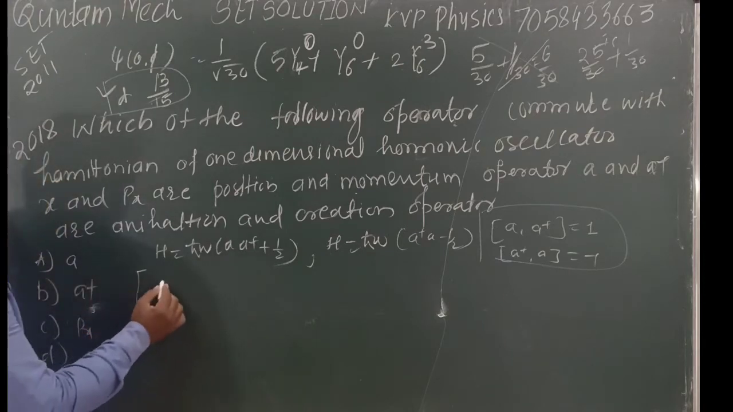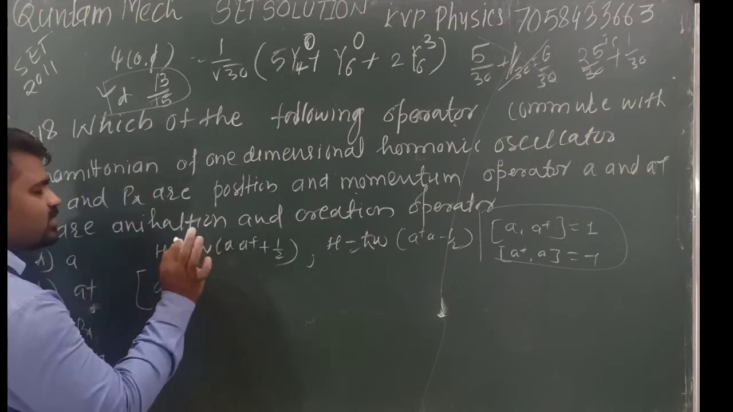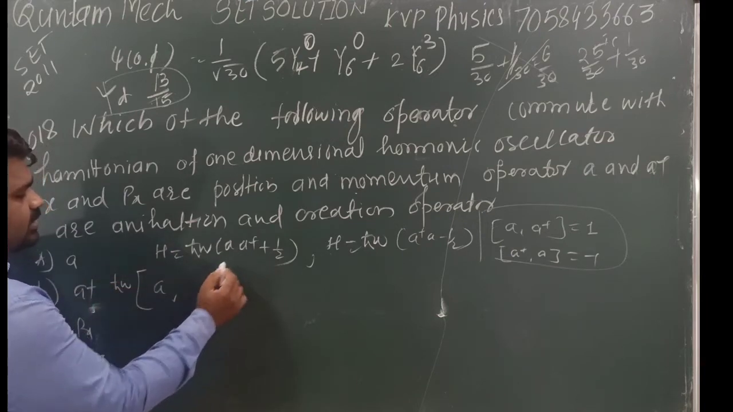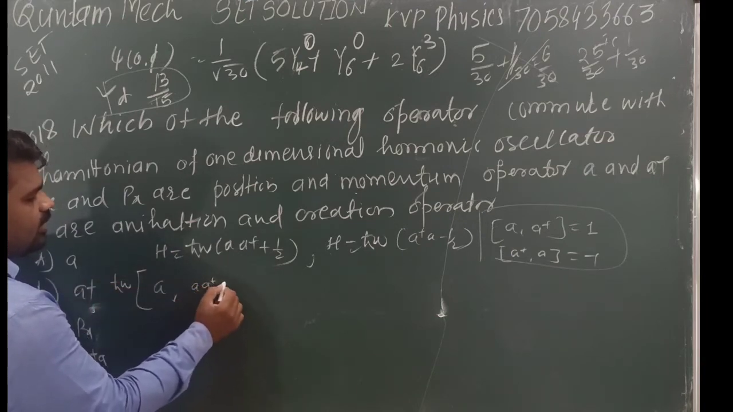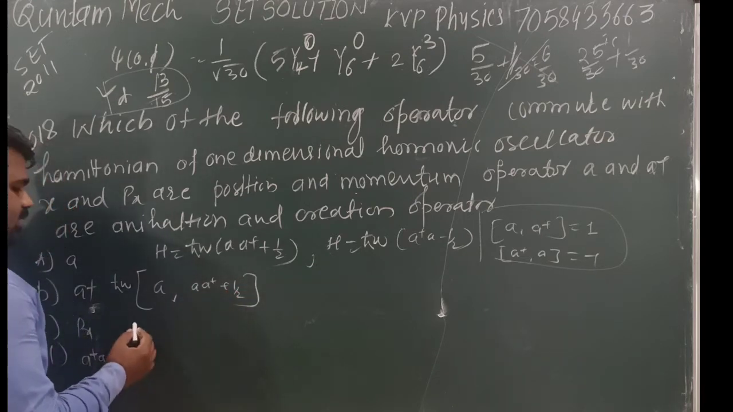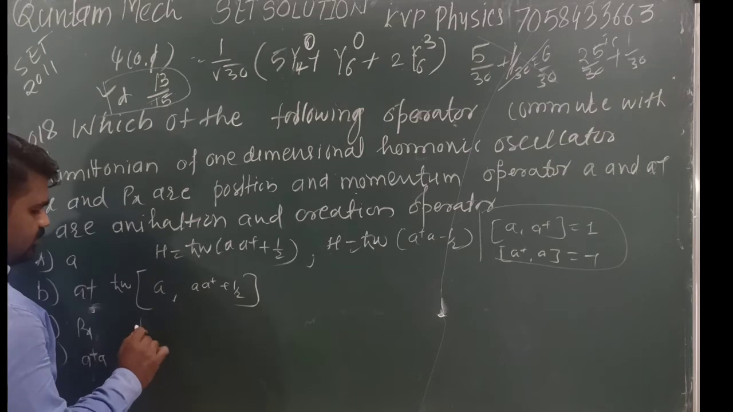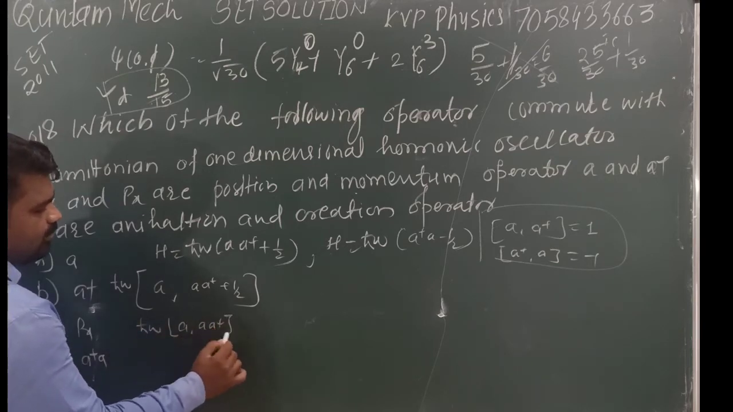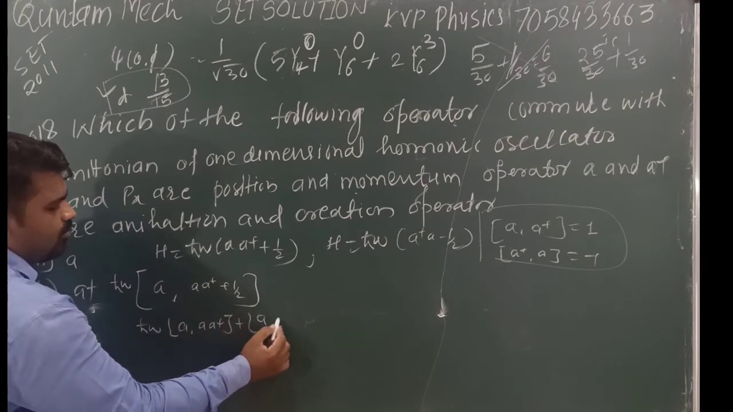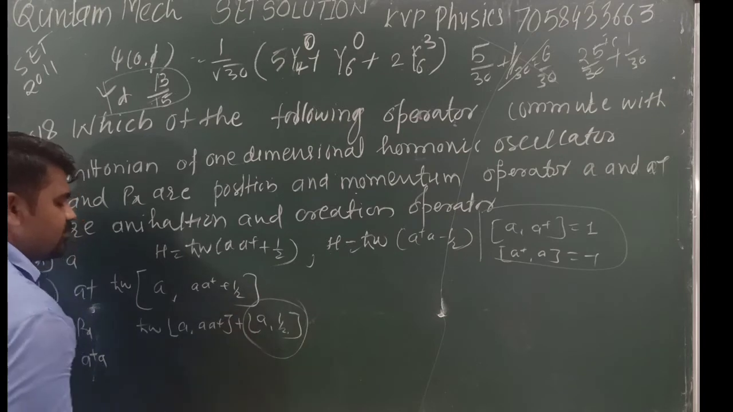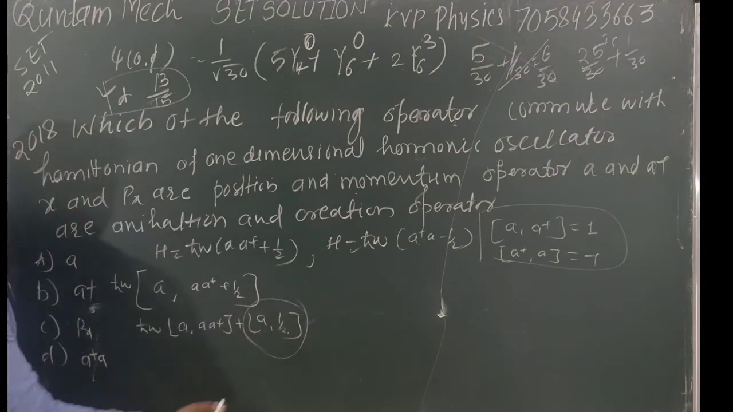Take one by one. H cross omega is constant. Take common out. What is inside? A dagger plus 1 by 2. Okay, and this can be written as H cross omega, first bracket A comma A dagger plus A comma 1 by 2. But this one is constant, commutator 0. Constant commutator is equal to how much? Constant commutator is equal to 0.